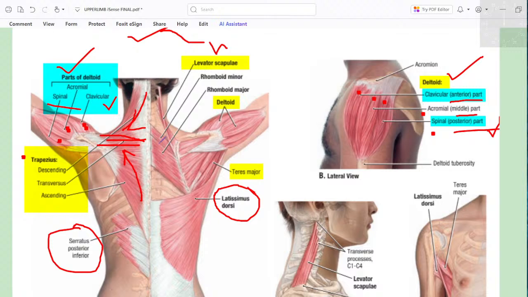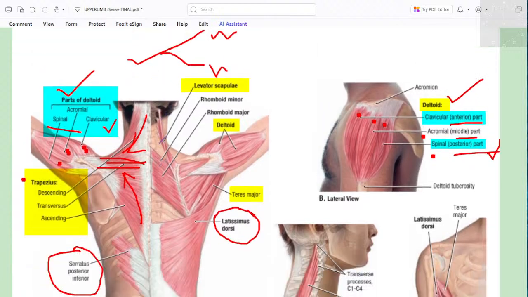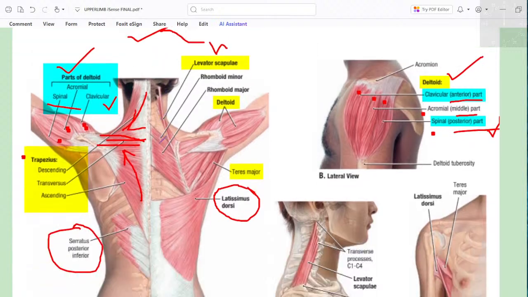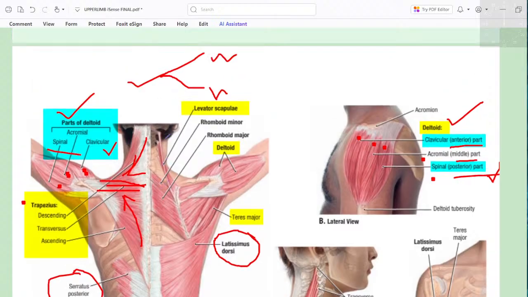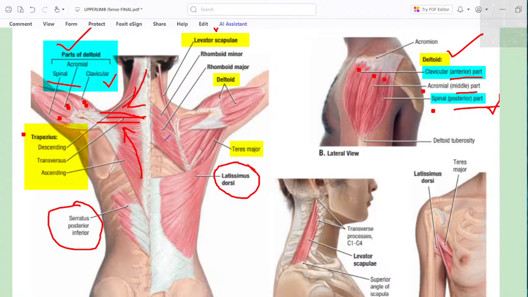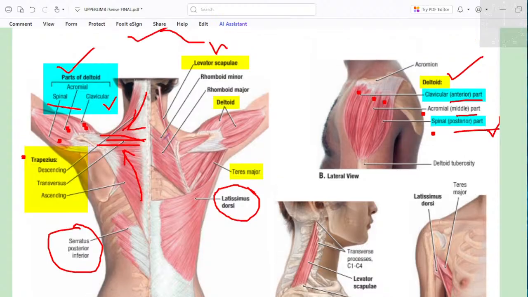Okay, now deltoid. Deltoid has three parts. Anterior, this is deltoid. See, it has an anterior part.